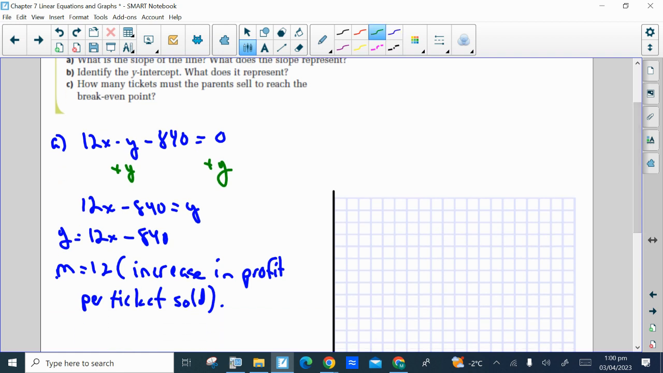Part B then says, what is the y-intercept? Declan, what is the y-intercept? You want to bet a pop on that? No, the y-intercept is negative 840. You just told me the slope, which you've already done. I asked you what the y-intercept is, and that is negative 840.